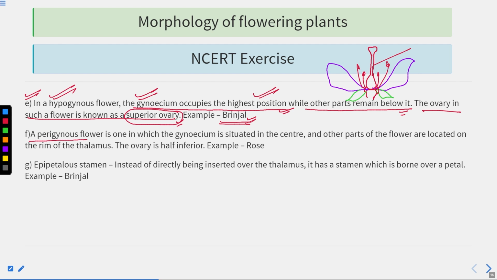Next is the perigynous flower. What do you understand by the term perigynous flower? It is one in which the gynoecium is situated in the center, and the other parts of the flower are located on the rim of the thalamus. So the rim is like this, and you can see the other parts are attached like this.